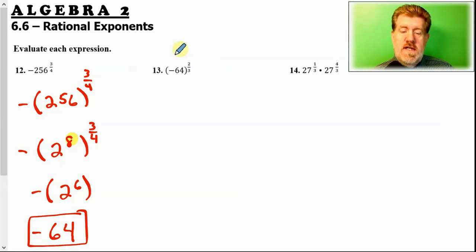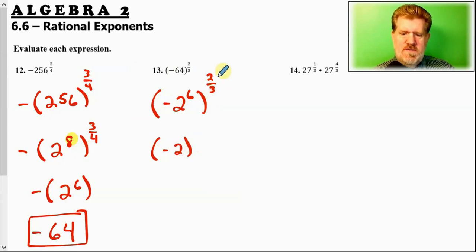Now let's do one with a negative inside the parentheses. I know that 64 is 2 to the 6th because we just did it. That's helpful. Now we're going to deal with the exponents. How do these exponents change? Remember, the negative 2 is in the parentheses. The negative stays inside. Now how the exponents change. So 2 to the 6th raised to the 2/3. We multiply 6 times 2/3. We get 12 over 3, which is 4.